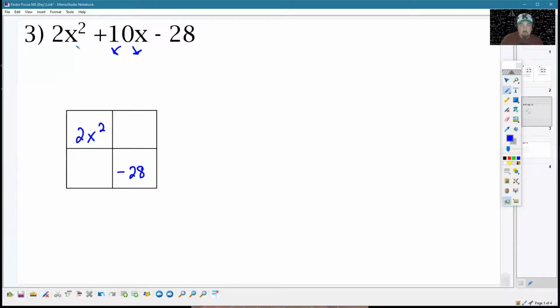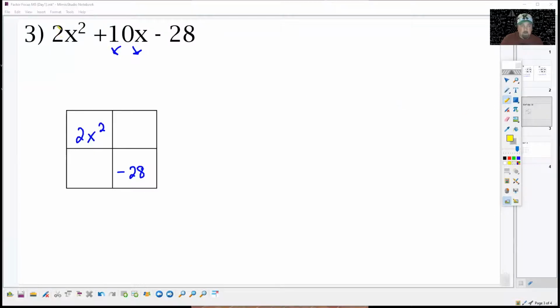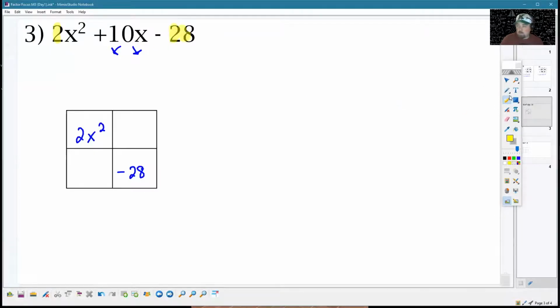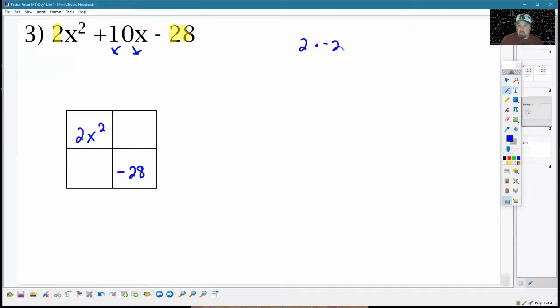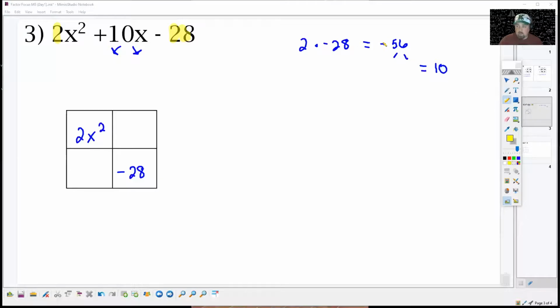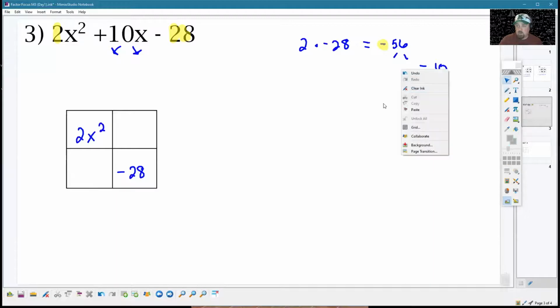So the way that we will do that is we're going to take the front number and the last number and multiply them together. So this is 2 times -28. So if we go 2 times -28, we are going to get -56. Now what we want here is we want to find the factors of 56, and we want to figure out which factors of 56 give us 10. And the reason we have this negative here is what I want to do with those two factors is I want to subtract them.